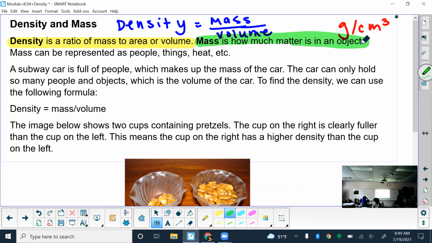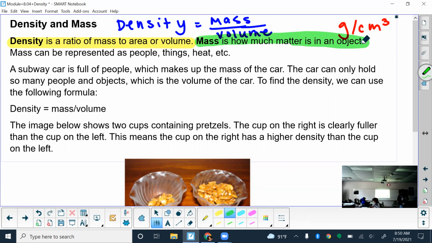So we have a subway car is full of people, which makes up the mass of the car, right? So the car can only hold so many people and objects. That'll be the volume of the car, like maybe 1 person per cubic meter or something like that. And that would be your density, is putting those two together.